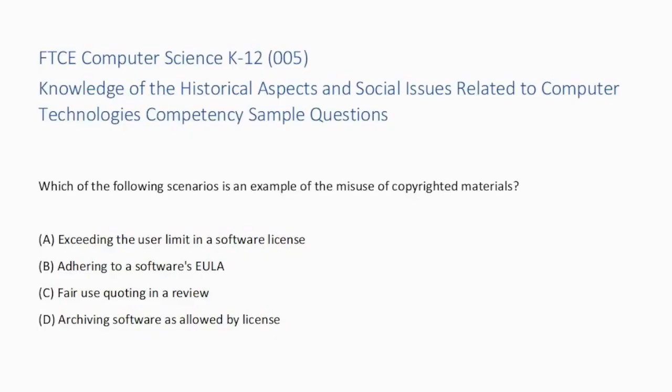Which of the following scenarios is an example of the misuse of copyrighted materials? A. Exceeding the user limit in a software license. B. Adhering to a software's EULA. C. Fair use quoting in a review. Or D. Archiving software as allowed by license. So we'll notice in the question, we're looking for the example of the misuse of copyrighted materials. So we're going to eliminate the answers below to choose the one best answer.